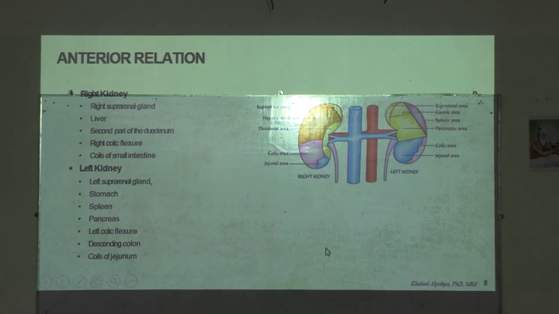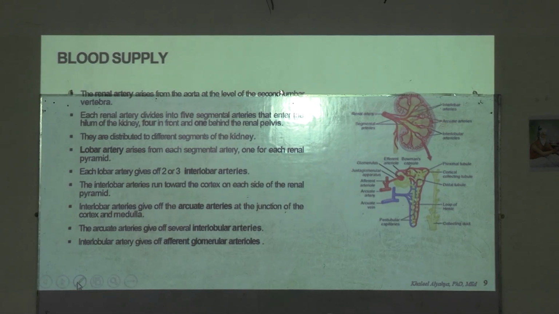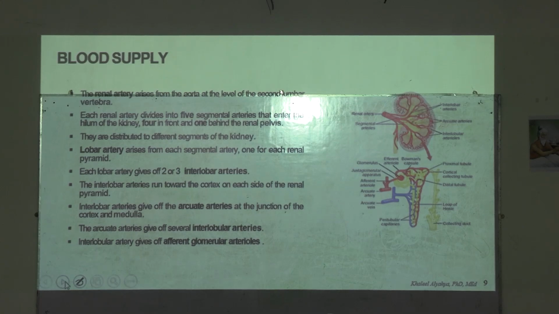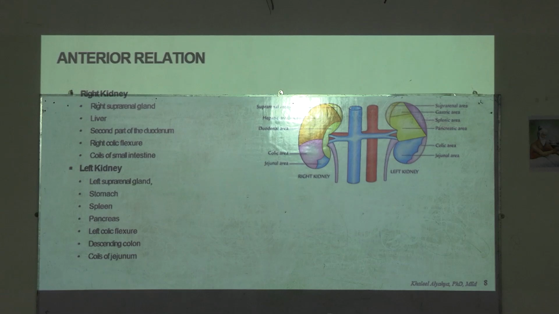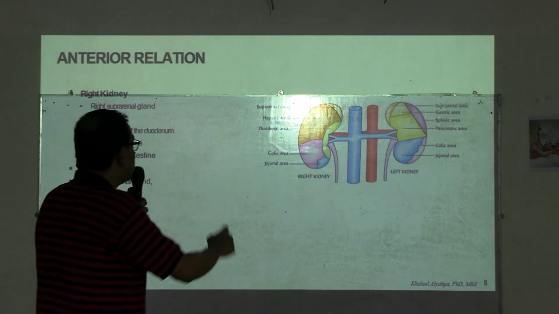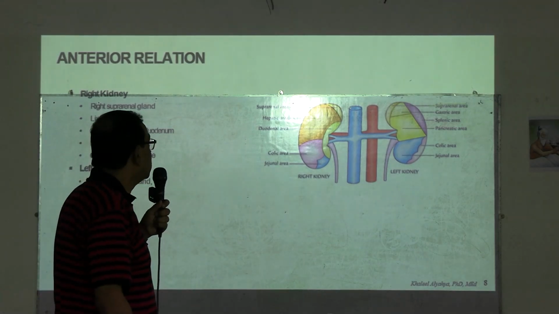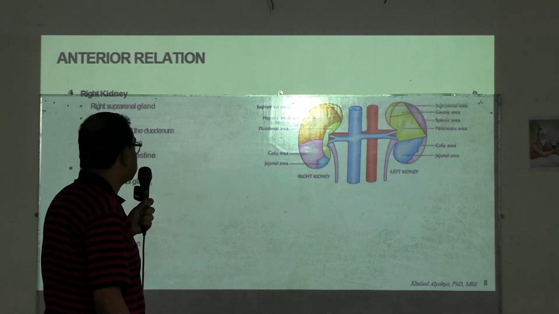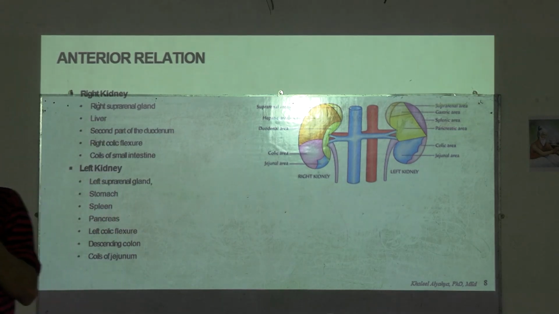That area comes in relation to the suprarenal gland. And another yellow area we can find near the hilum of the right kidney. This is in relation to the second part of the duodenum. Okay.